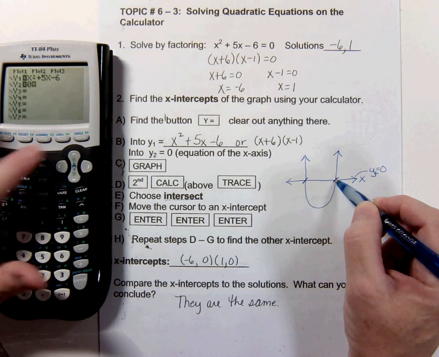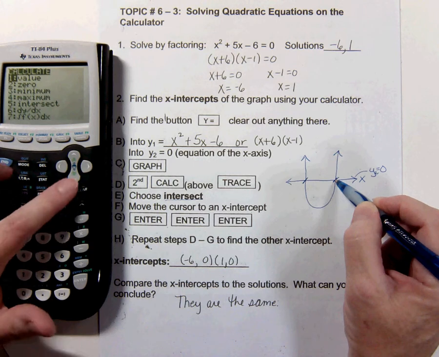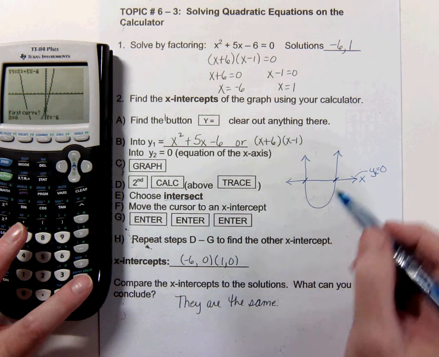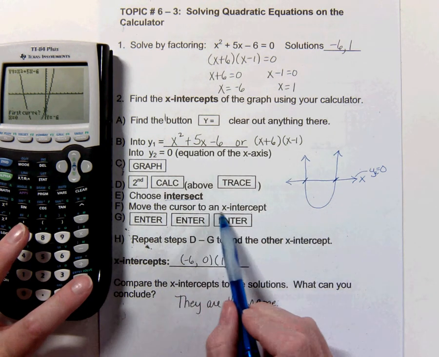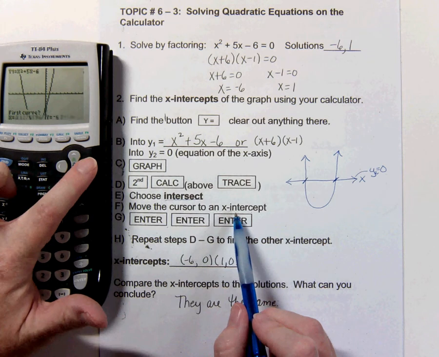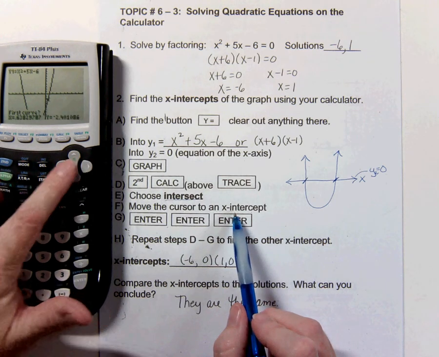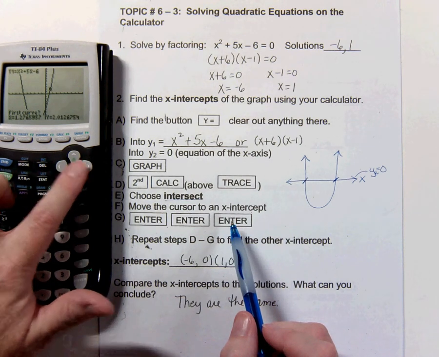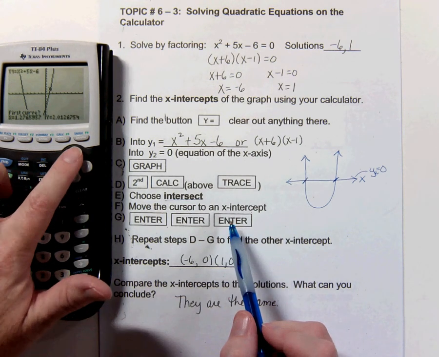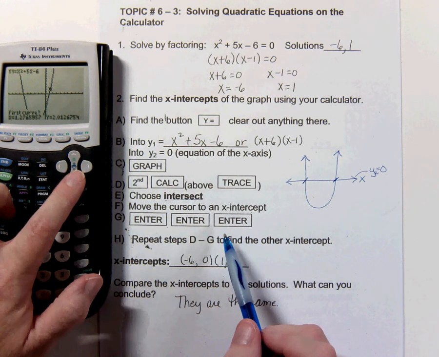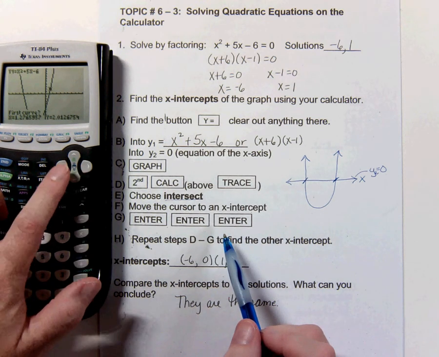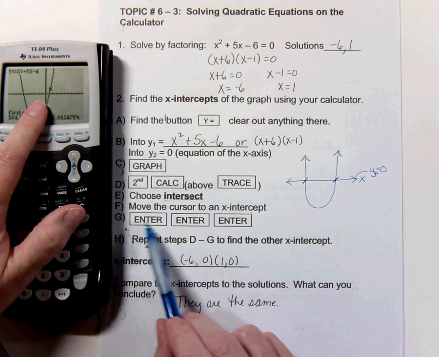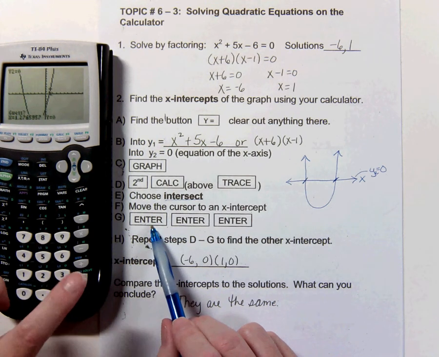If I hit second calc, it's above the trace button, and go down to intersect, you're going to see the parabola drawn. You want to move the cursor along the x-axis, or close to it. And it's very important that when we're moving this cursor, we use these arrows here and here. If you use the top arrow and the bottom arrow, you're likely to have the cursor move off of the parabola. So as long as it's close, then you hit enter, enter, enter.